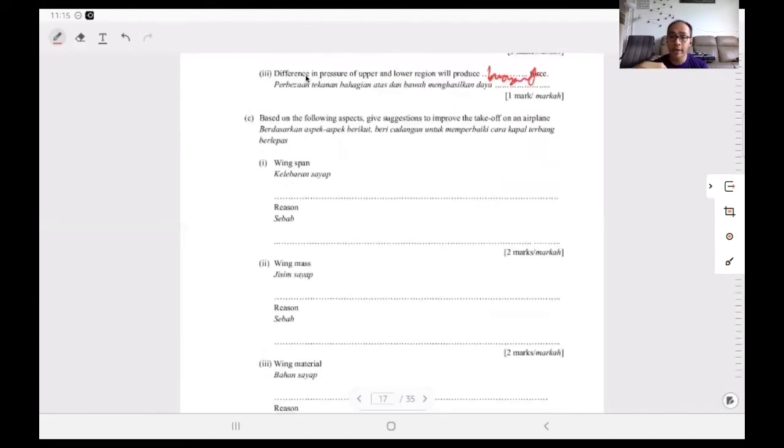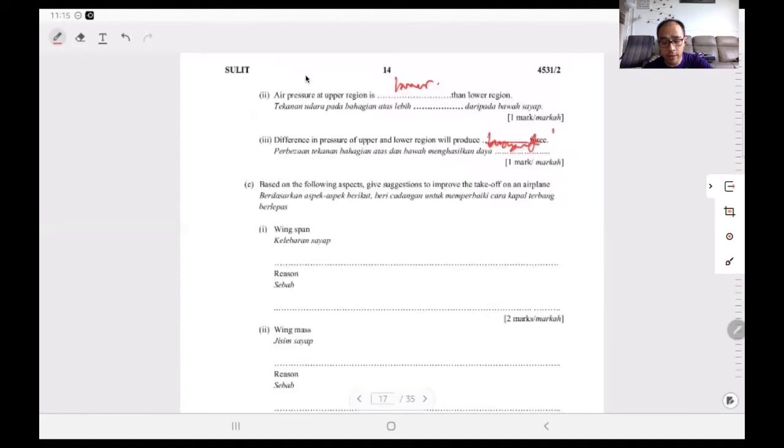Suggestions to improve the takeoff of an airplane. Not buoyant force. Did I say buoyant force? Lift force, daya angkat. Oh dear, let me scratch that out. Something is happening to Mr. Marcus today. He's being as blurred as always. Okay, lift force, daya angkat. Oh dear, this is a buoyant force.